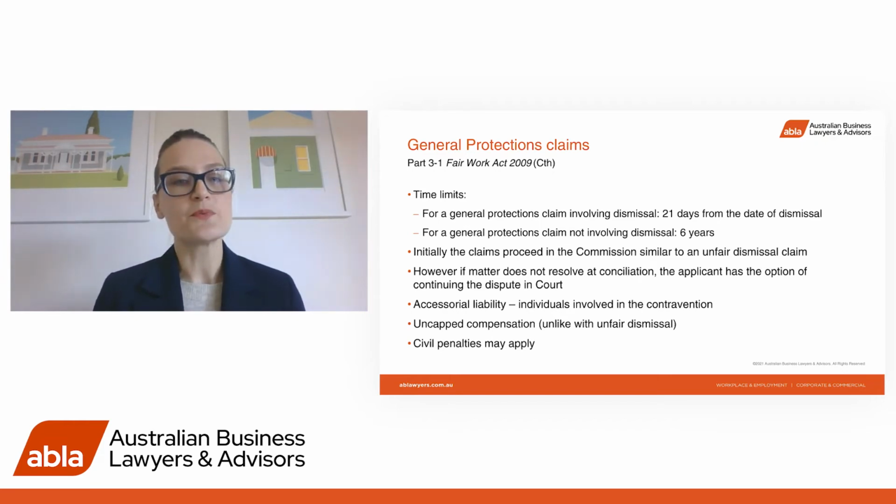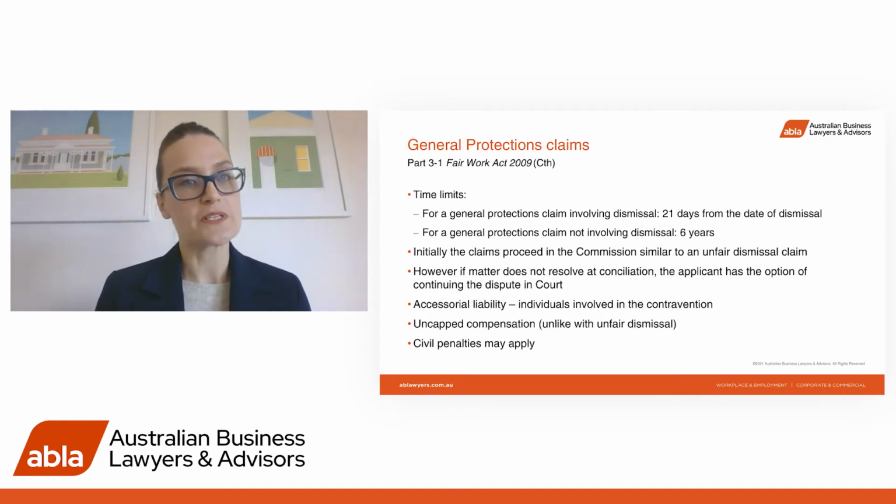So these types of claims will proceed through the Commission in a very similar way to an unfair dismissal claim. So the claim goes in, it must go in within 21 days or the 6 years if it's not involving dismissal. It's then allocated to a conciliator. There will usually be a conciliation. If it doesn't settle at conciliation in a general protections application, then the applicant in those cases has the option of continuing the dispute in the court. So the Commission will then issue a certificate, and the applicant has, I think it's 14 days from the issuing of the certificate to commence or to continue the claim in usually the Federal Circuit Court.